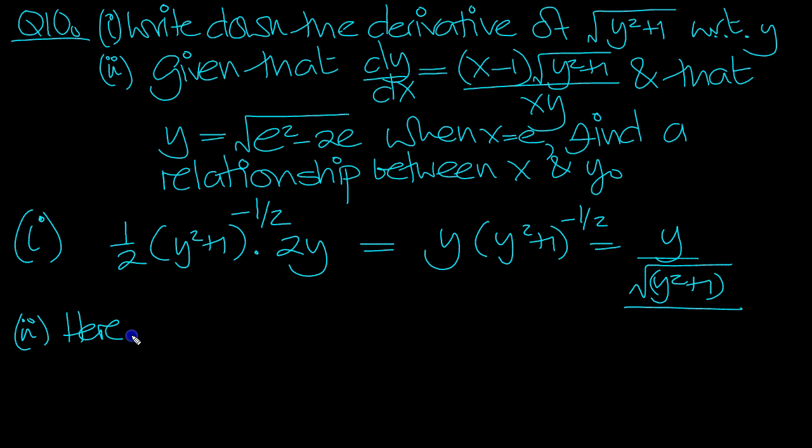Part 2. Here, let's separate the variables and integrate them. We've got dy/dx equals this. We've got these initial conditions. Find the relationship. So we need to solve the differential equation. So move the y up to be with the dy there. And move this square root of y squared plus 1 from times on this side to divide on the other.